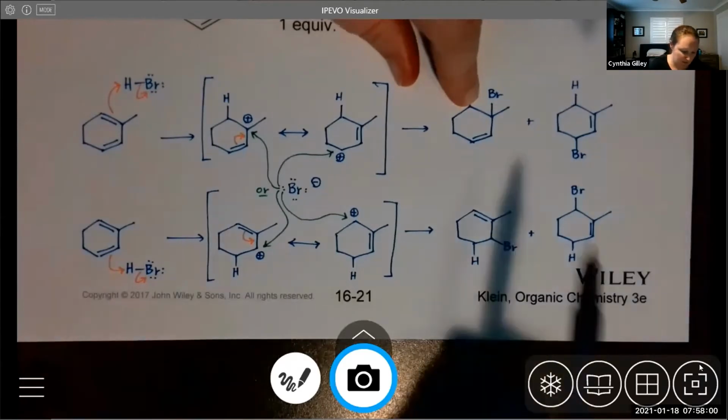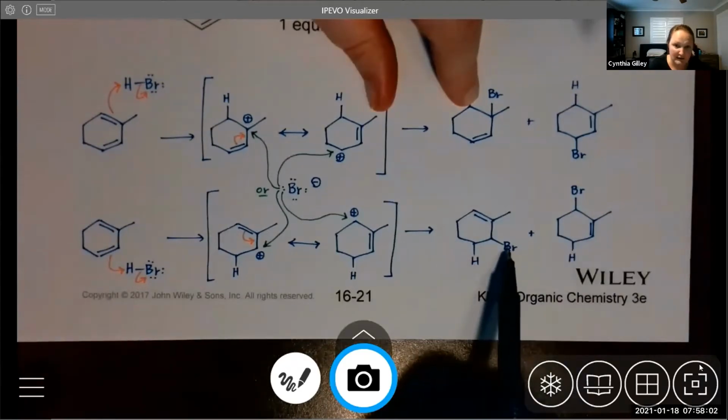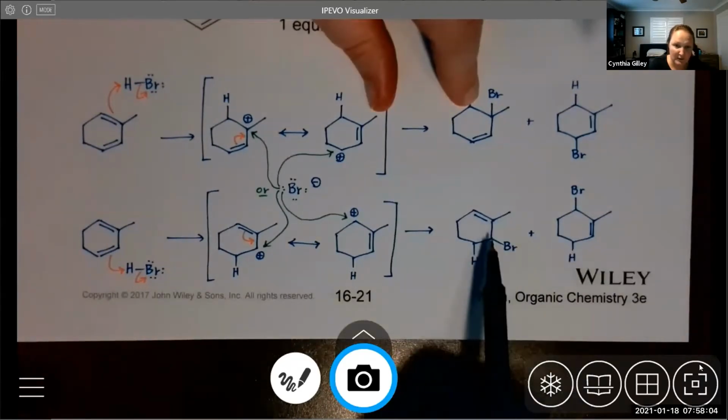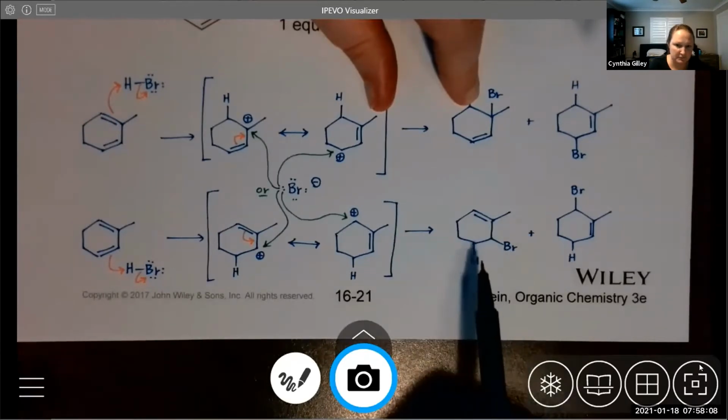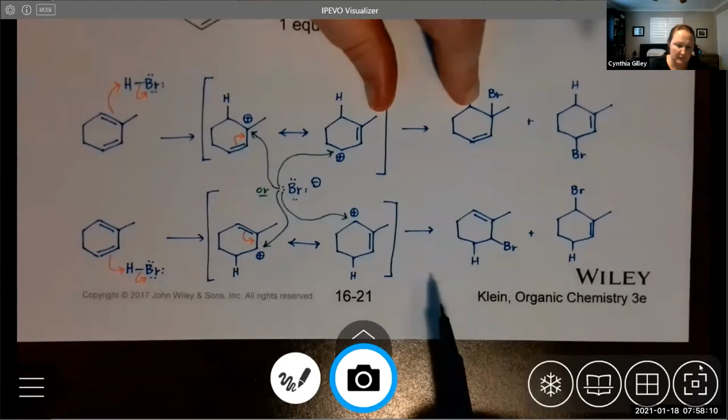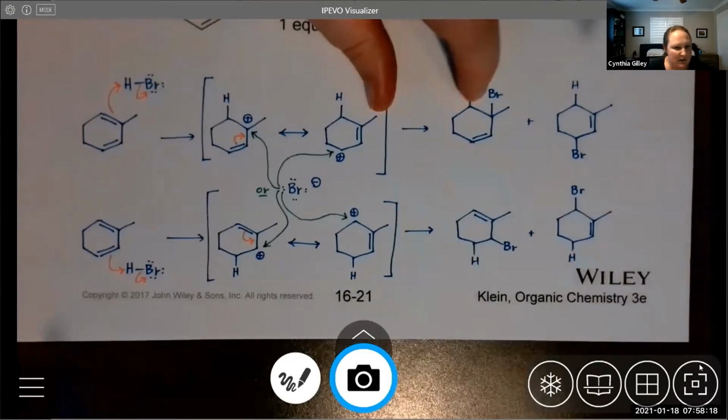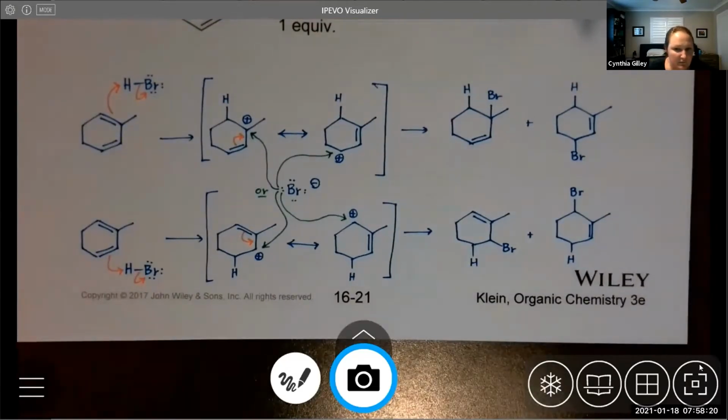And then we have bromine next to the carbon with the methyl. So these look like actually the same product to me. So 3 different products formed here.